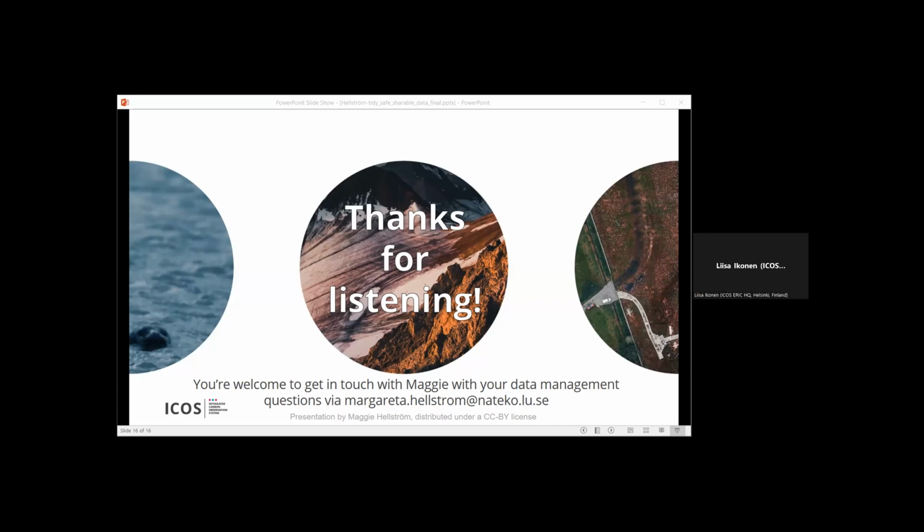Then we have Thomas, who has raised his hand. Go ahead. Hi, Maggie. Thanks really for the talk. Very important indeed. Just a very practical question. Do you have any recommendation, like for any template or some checklist? Because I assume you thought about it a lot, and rather than coming up with my own, of course, recognizing that each field and each situation is different, maybe it would help to start from something.